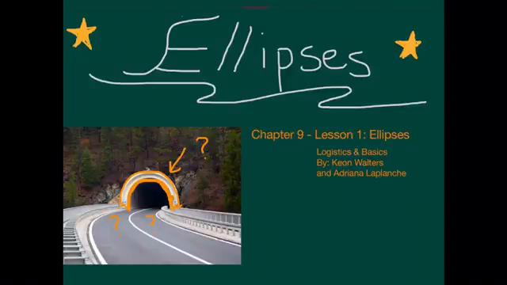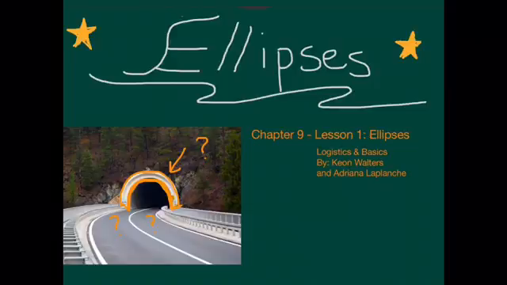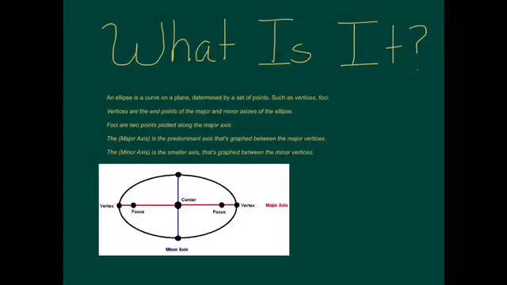And today we're going to teach you about Chapter 9, Lesson 1, Ellipses. What is an ellipse? Well, an ellipse is a curve on a plane determined by a set of points such as the vertices and foci. The vertices are the endpoints of the major and minor axes of the ellipse, which you can see right here.